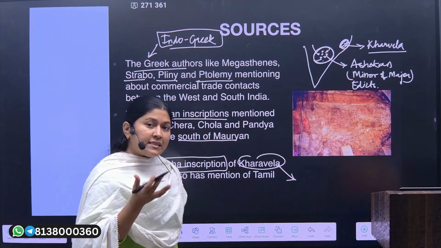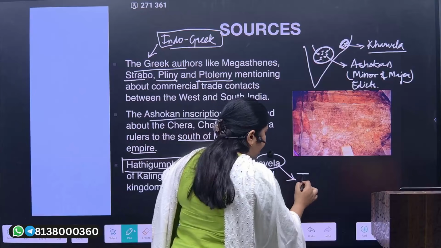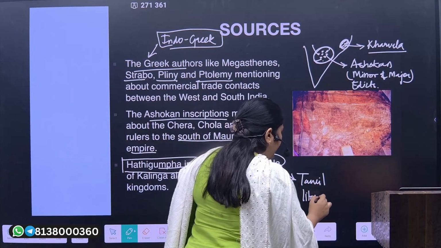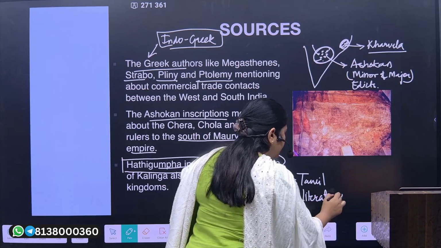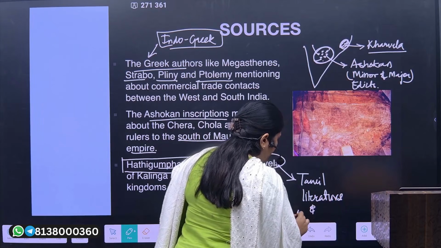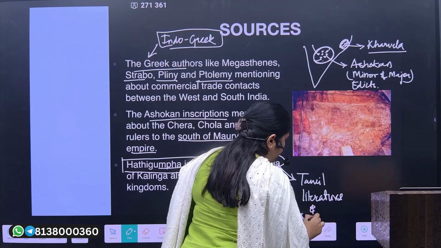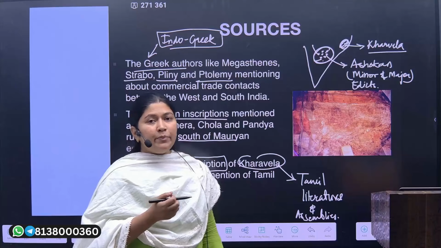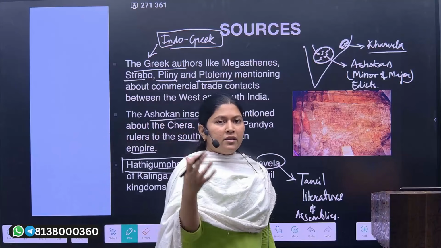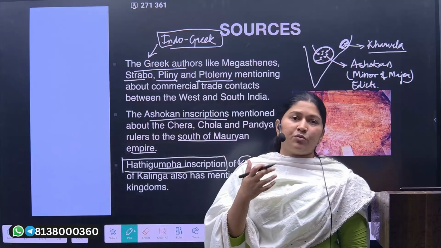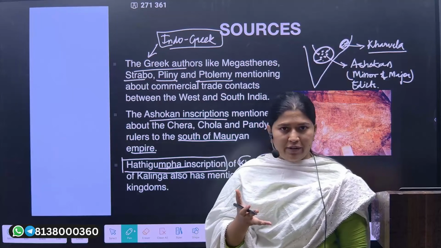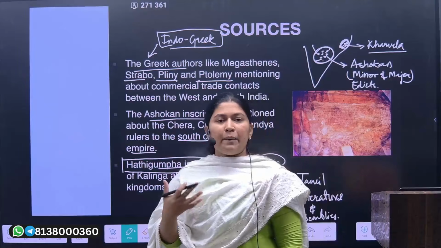It tells us about the Tamil literature and assemblies. There were some Tamil assemblies that were being held, major Tamil assemblies, especially which were held in the Madurai region. Now, Madurai was a capital city.